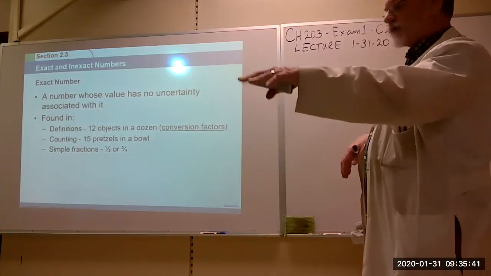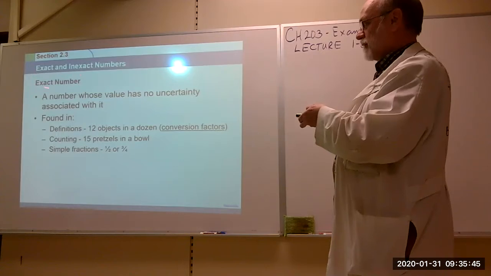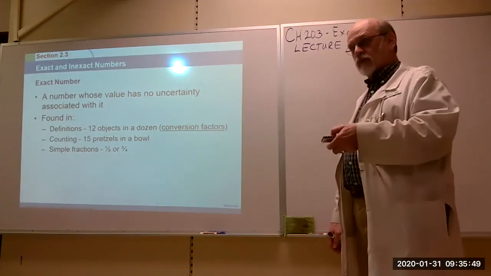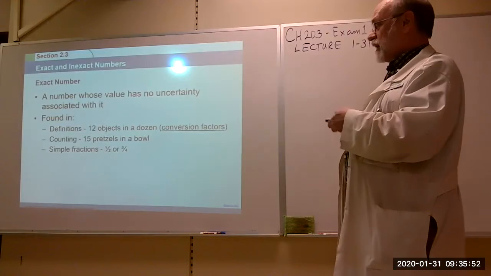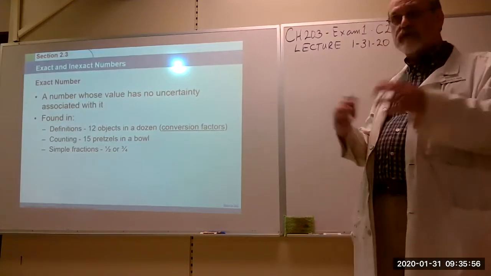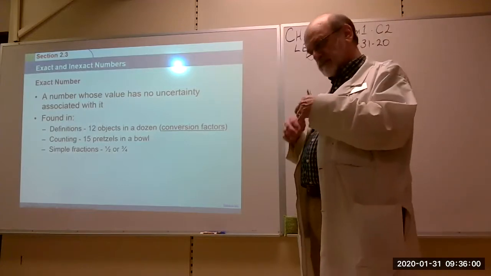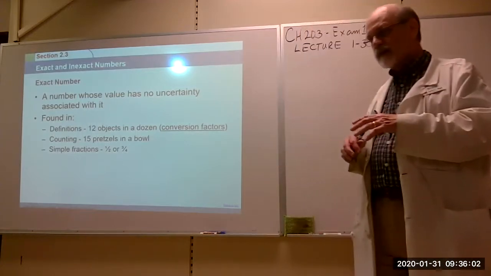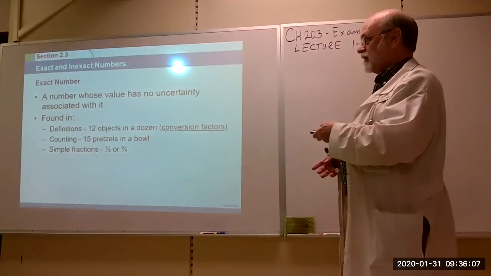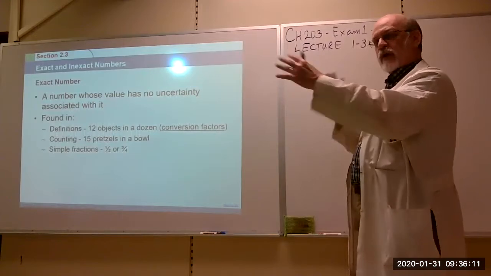Okay, so the authors of this book start off with a discussion of exact numbers. Now this is agreed upon, and we're saying that an exact number is one whose value has no uncertainty. Now we know that's not true, but for some applications we have to accept some numbers as certain. The whole number, every part of it.